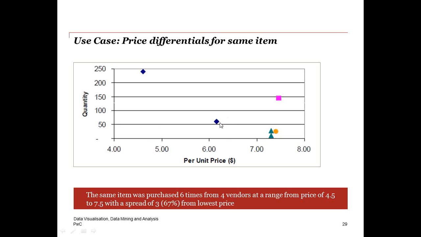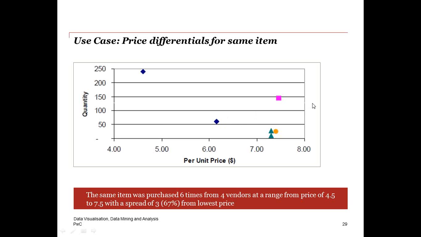Now this particular graph shows some very interesting observations. The first thing it is telling you is that you have a very wide range for the same item. The per unit price keeps varying a lot. It varies from as low as 4.5 to as high as 7.5. That itself should be a cause of worry if you are buying the same product from different vendors. So if you are buying the same product from vendors A, B, C and D, at different rates, that itself should be a cause of worry.